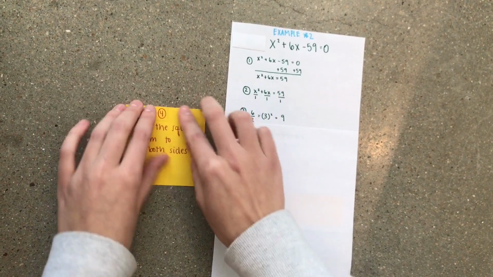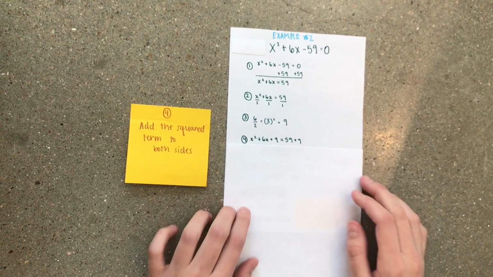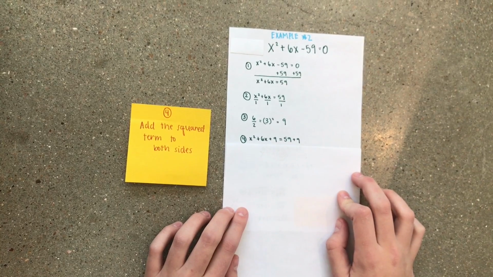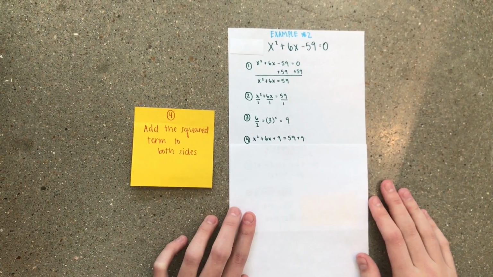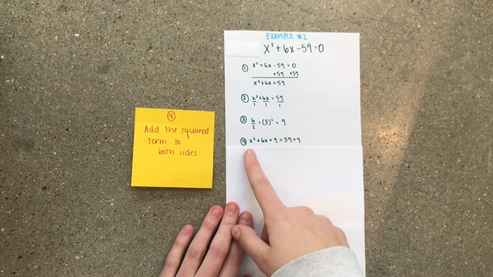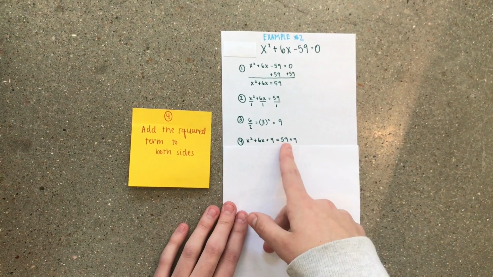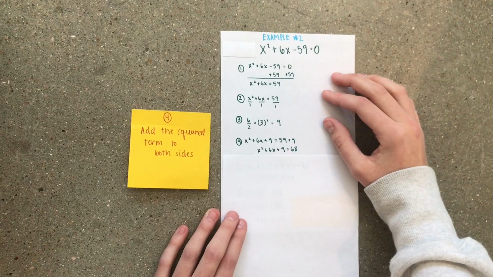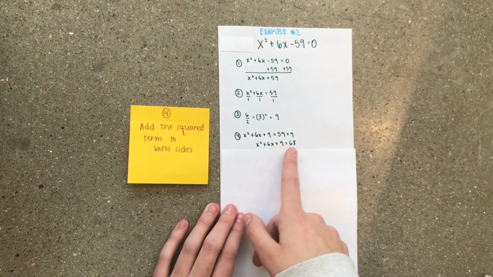So step 4, we are just adding that squared term to both sides. So now we're adding the squared term to both sides. We have x squared plus 6x plus 9, and then equals 59 plus 9. So we get x squared plus 6x plus 9 equals 68.